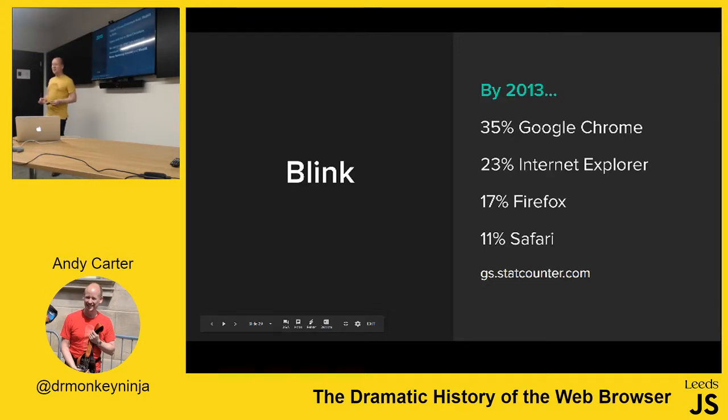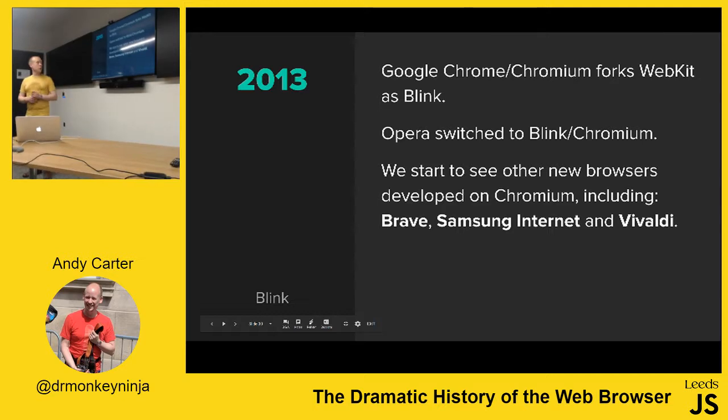Now, the reason I'm bringing up 2013 is this is a significant year, because this is when Google decide to fork WebKit as Blink. Now, they're getting along fine with Apple, but they're kind of needing to go in different directions, and things are kind of beginning to slow down with the development of WebKit as a result of the two directions they're going in, and so they create Blink.